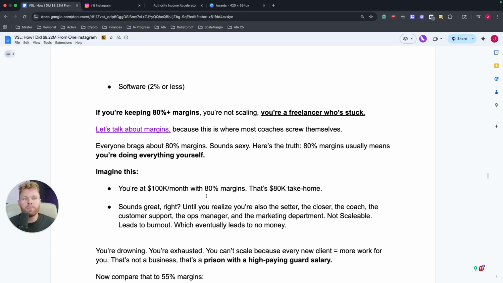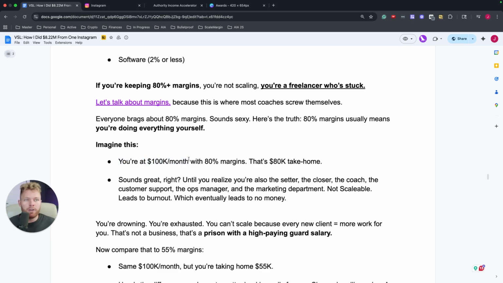But here's the real math behind it. Imagine this. You're doing 100K a month with 80% margins. That's 80K take home. You can definitely do that. 100K a month with you running everything yourself, you can. You could even do that to 200K a month, realistically, but you're going to be working a lot. It sounds great until you realize you're also the setter, the closer, the coach, the customer support, the ops manager, the marketing department. It's not scalable. The reason you don't hear people doing this long is because it leads to burnout.